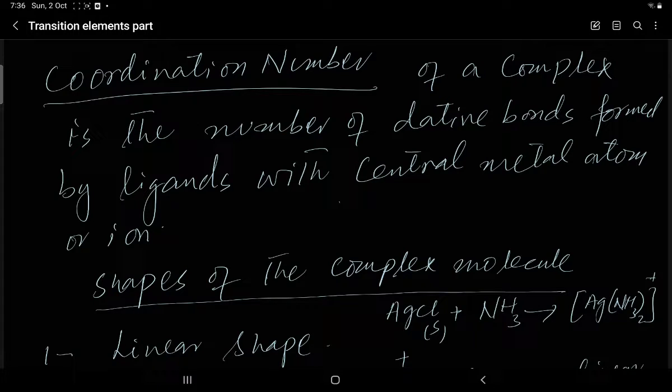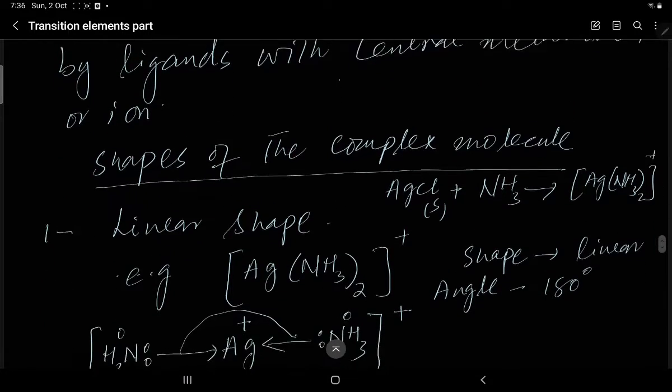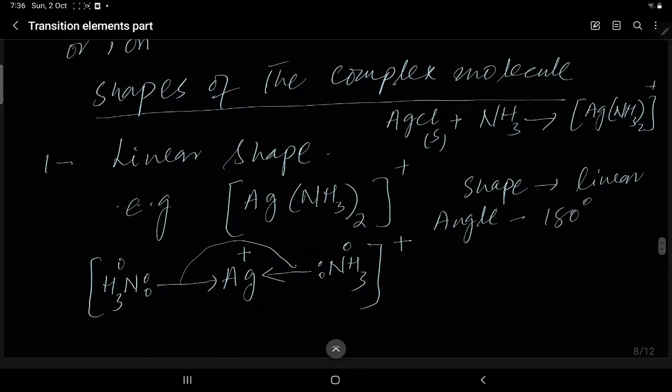In the previous lesson we discussed the coordination number. You know that the coordination number is the number of dative bonds formed by the ligands with the central metal atom. When complex molecules are formed with ligands, they have different shapes. Today we will discuss the shapes of complex molecules.